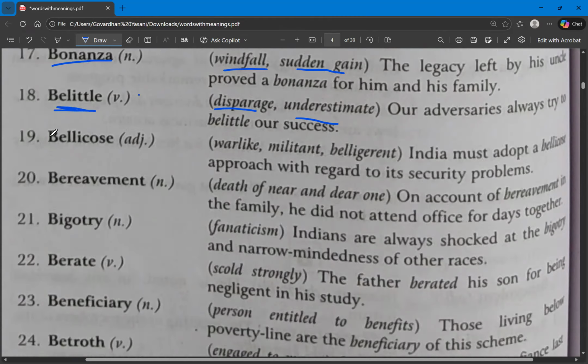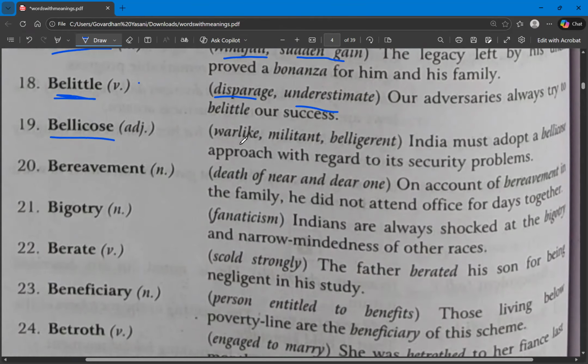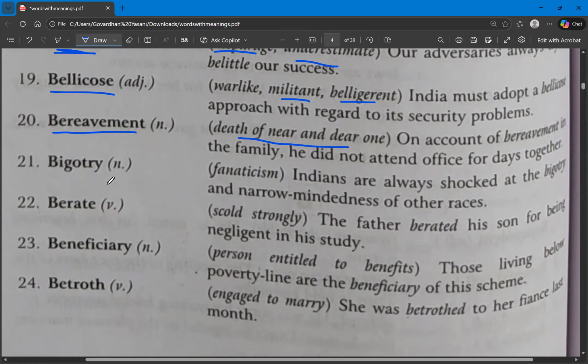The next one, bellicose. So bellicose is also covered. Someone who is militant, belligerent, cantankerous, choleric, truculent, peevish. These are all the synonyms of bellicose. Next one, bereavement. Bereavement means death of a near and dear one. What does bereavement mean? It means death of a near and dear one.